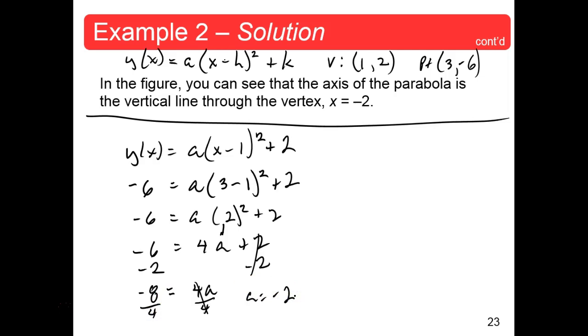Now we go back to our standard form and plug in the a. Y of x is equal to -2, good old negative a there, going downward, times x minus 1 squared plus 2. Done. That is our equation in standard form. A is -2, h is 1, and k is 2. Fits the bill. Okay? Now, in the book, they graph it for you.